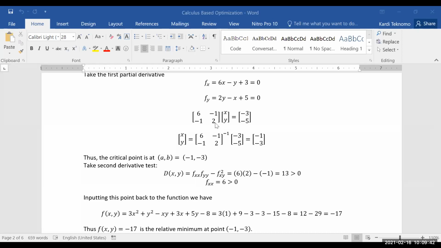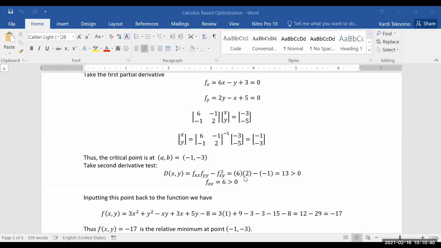And then fyy. Fyy means fy, the first derivative a while ago, which is 2y minus x plus 5. Then you take the derivative with respect to y. The result is? 2. 2. Very good. So there, you get that. Now, fxy, meaning either you take the fx or you take the fy, and then take the derivative with respect to the next variable. So say you take the fx, and then you take the first derivative with respect to y. You get? Minus 1. Correct. So then you square that.